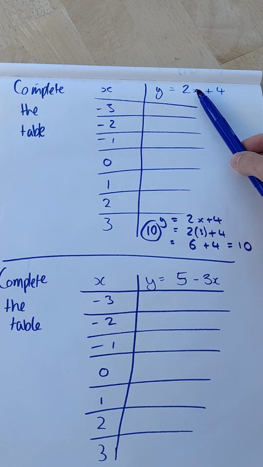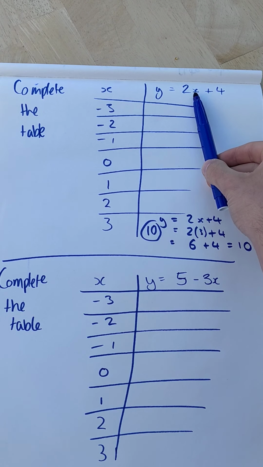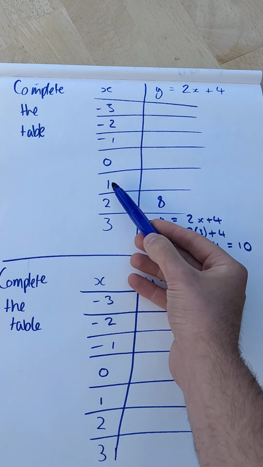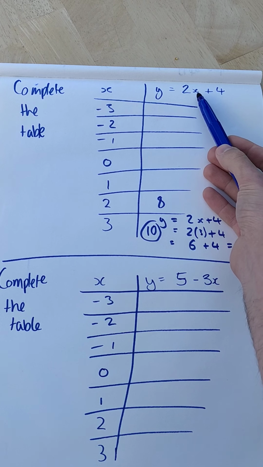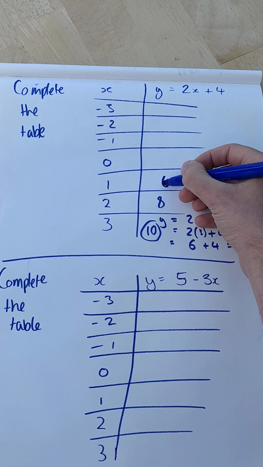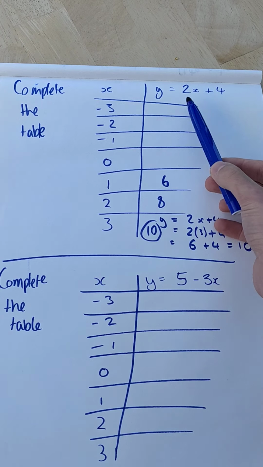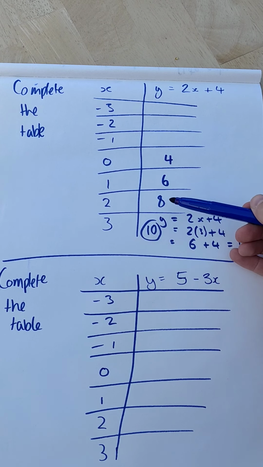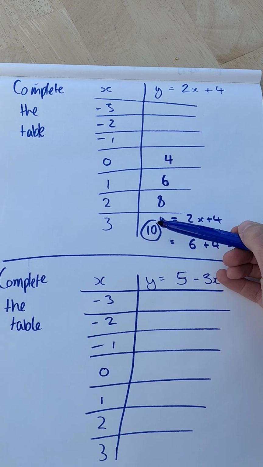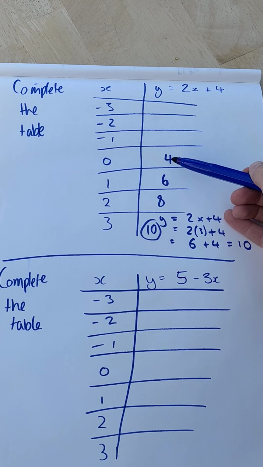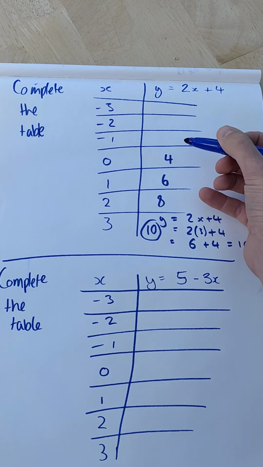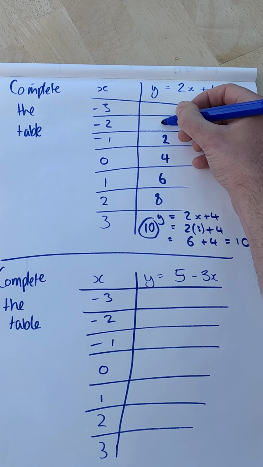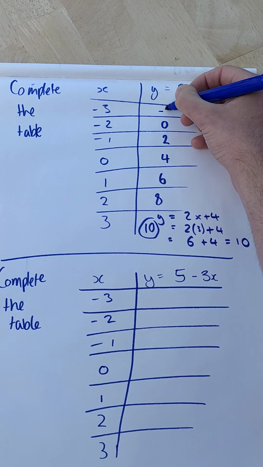Okay, so I'll replace the x with 2. So 2 times 2 is 4, add 4 would be 8. If I replace the x for 1, 2 times 1 is 2, add 4 is 6. And then 2 times 0 is just 0, add 4 is 4. And you should notice this pattern start to emerge as I'm going down in 2. So, as you can correctly think, that one's just going to be 2, that one's going to be 0, and that one's going to be negative 2.